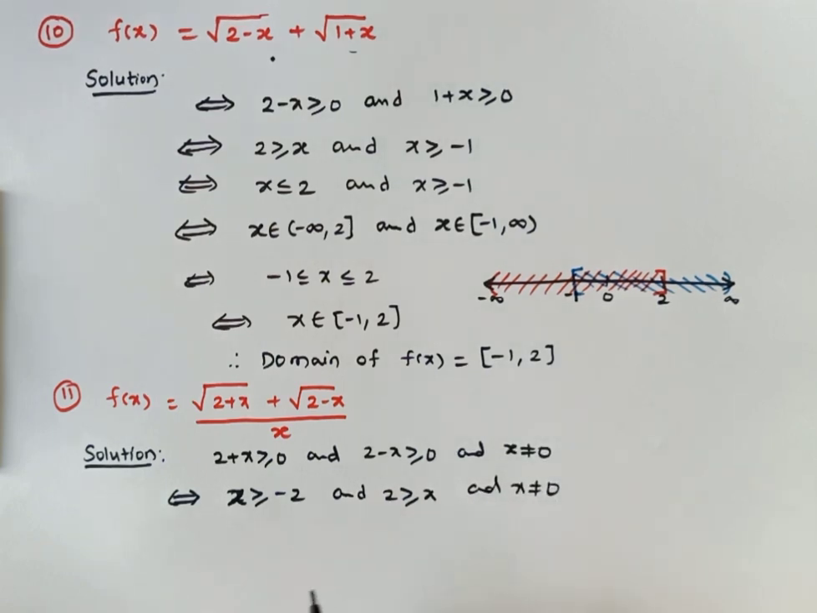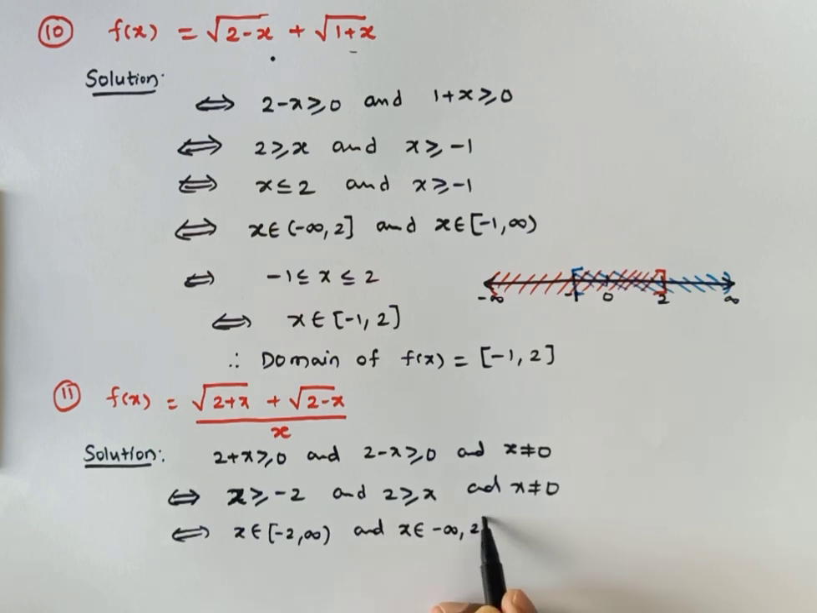So you need to combine all these values. This implies x is greater than or equal to -2, meaning x belongs to -2 to infinity, and here x belongs to what? 2 is greater than or equal to x, meaning x is less than or equal to 2. That means -infinity to 2, right? And x is not equal to 0 simply. If we get any interval from these two things, you just need to exclude 0 if 0 exists in between these two.